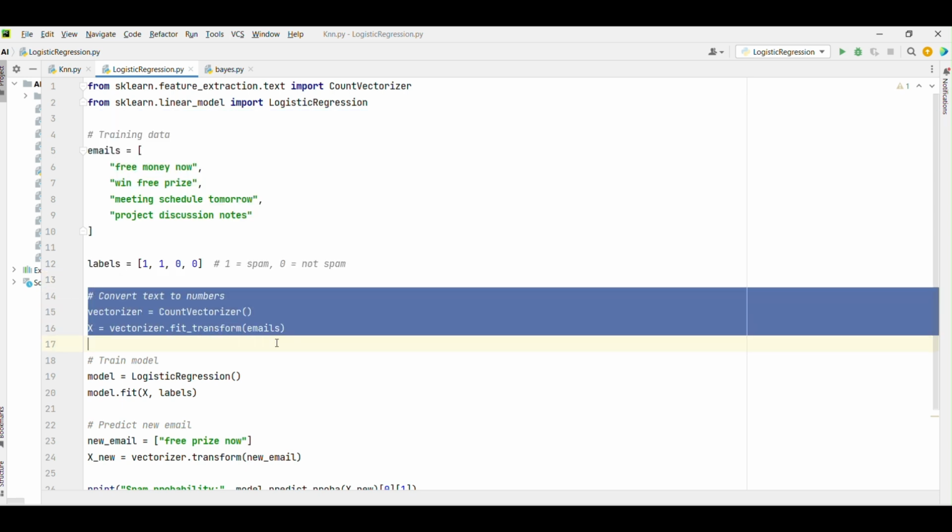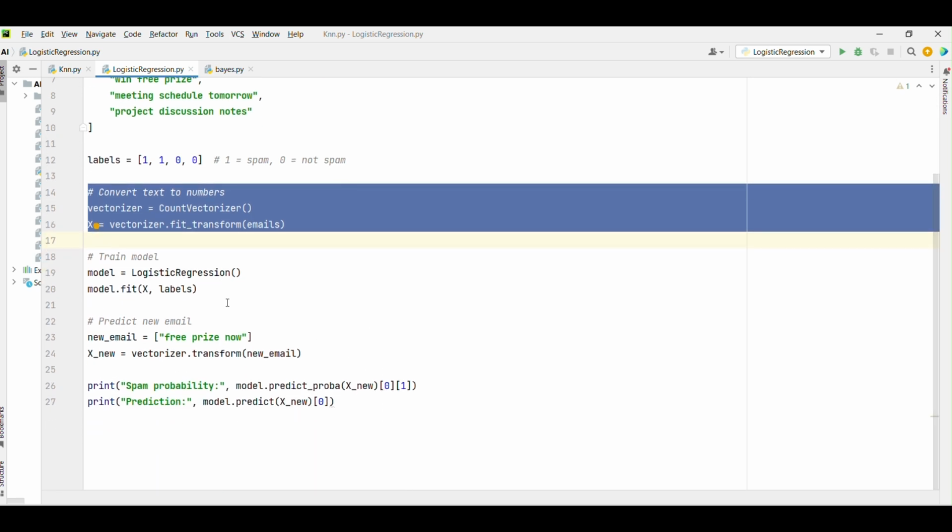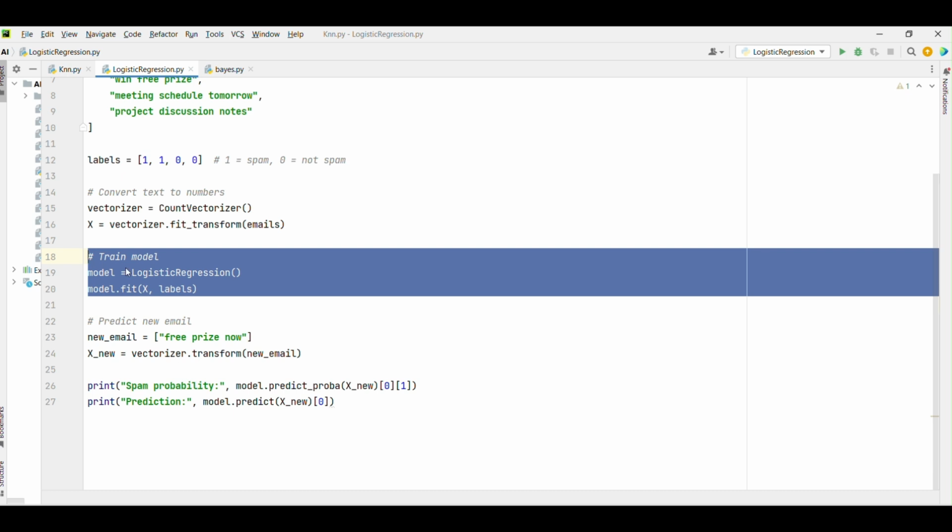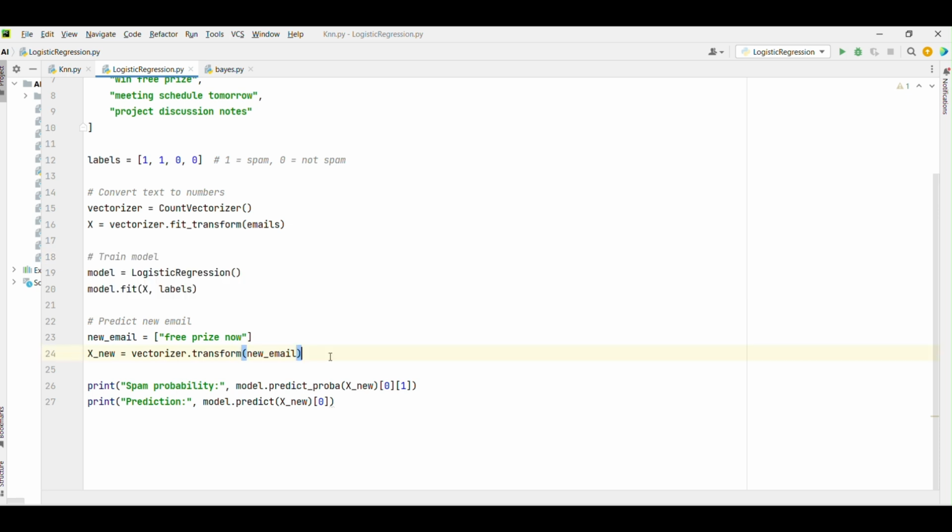Now comes a crucial step. Computers don't understand text directly, so we use CountVectorizer to transform each email into a numerical representation. It does this by building a vocabulary of all unique words and then counting how many times each word appears in each email. So each sentence becomes a vector of numbers instead of words. Once the text is converted into numbers, we train the model. Logistic regression looks at these word counts and learns patterns. For example, it may learn that words like free, win, and prize are strong indicators of spam, while words like meeting or project suggest a normal email.